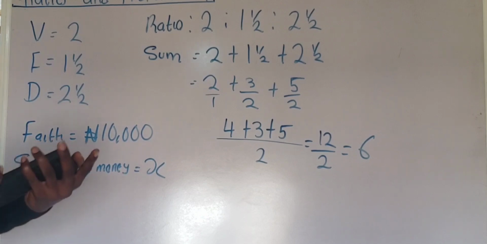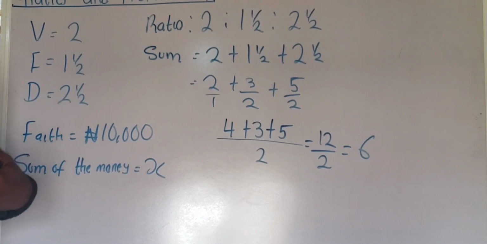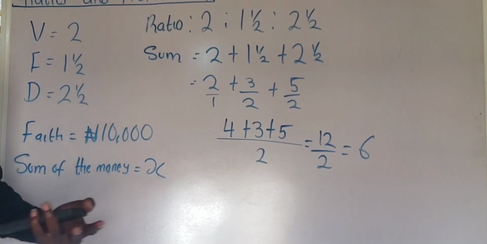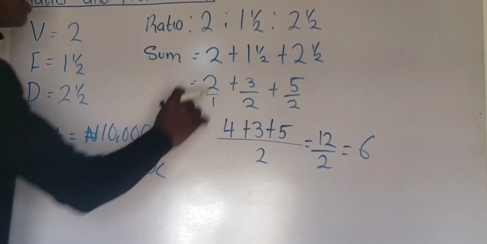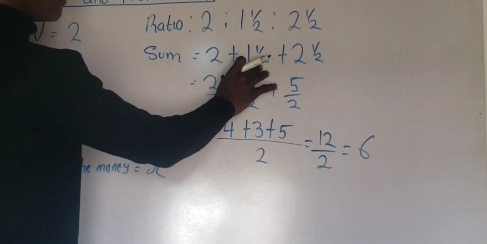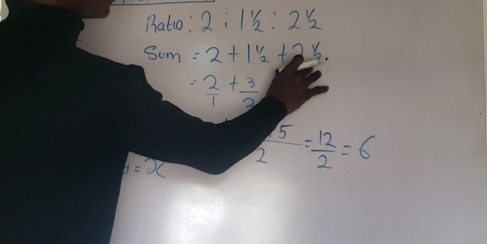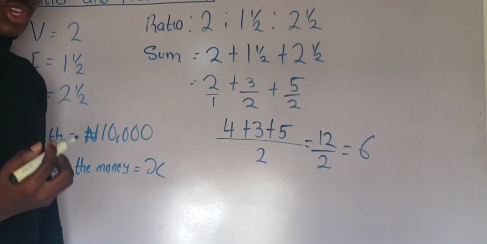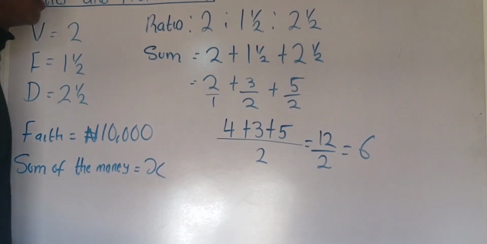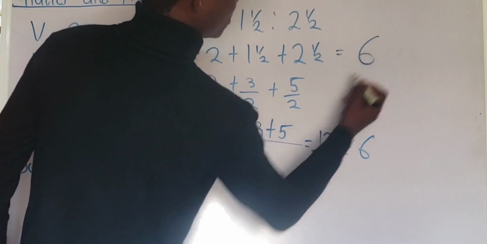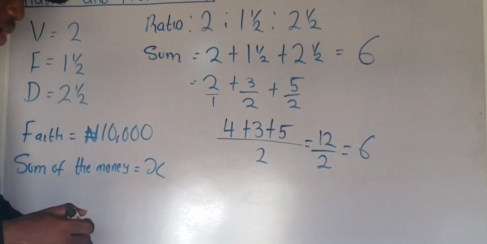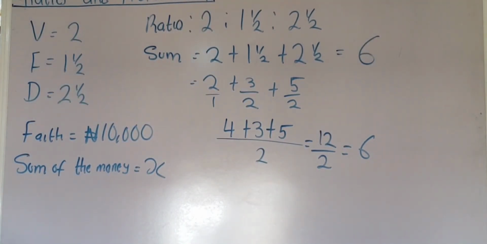If I'm solving this in an exam, because this is a typical objective question, I will easily just do 2 plus 1.5, that's 3.5. 3.5 plus 2.5 will give me 6. Do you understand? So the sum of the ratio is 6.